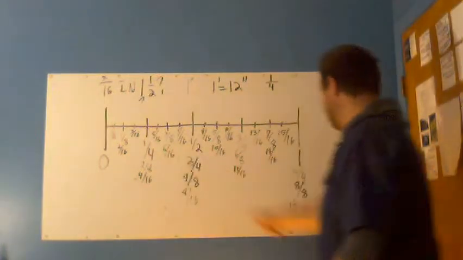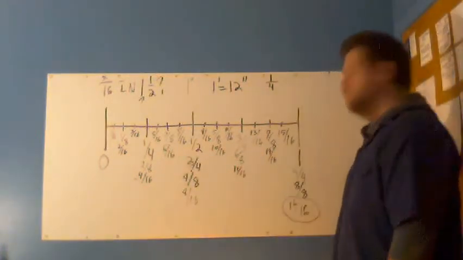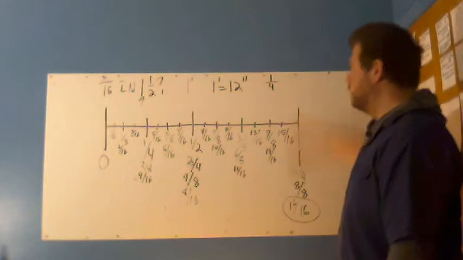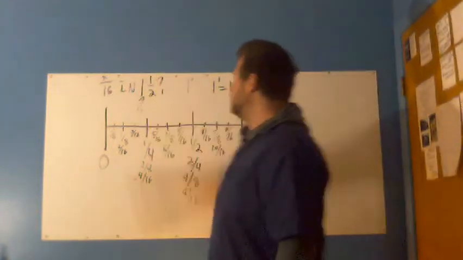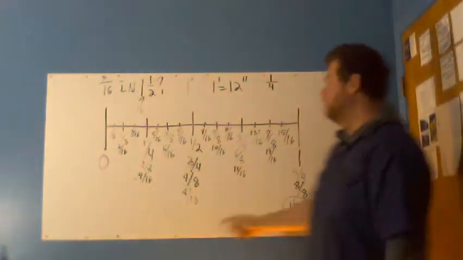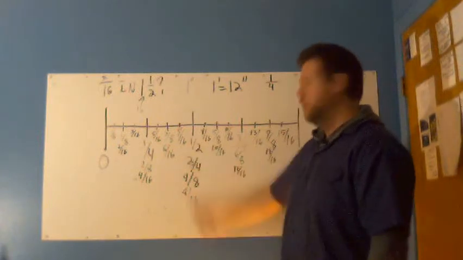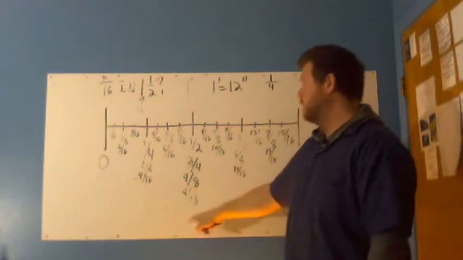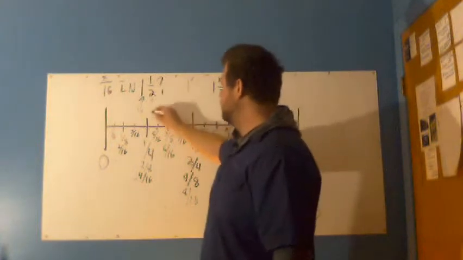So right here, we can answer that. Look right here. There are 16 in 1. So we know that we had 16. So how many 16ths are in 1/2? Right here, we have 1/2. We look down here, 8/16. So we know that there are 8 in 1.